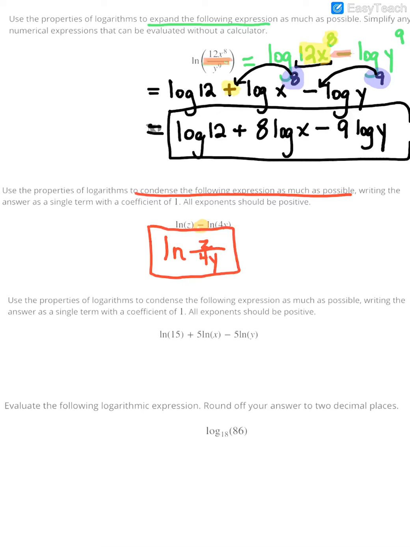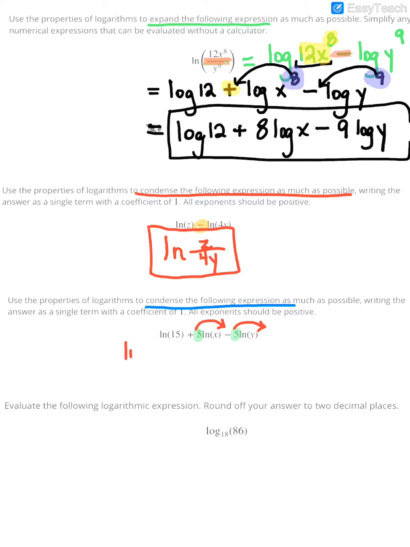With my third example, again, they are asking me to condense as much as possible. And so I'm going to work left to right. Anytime I have addition and subtraction, I will work left to right. But I'm also going to notice that if I have powers, like I do in this case, I've got a 5 in front there, and I have a 5 in front there, I'll actually work to put those back first. So if there are numbers in front, they came from powers. So I'll put those back first.